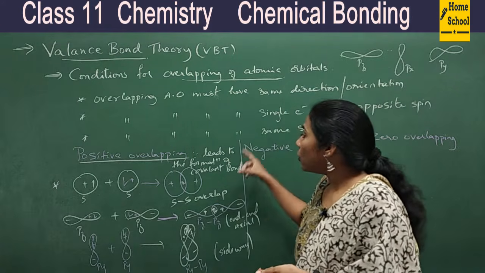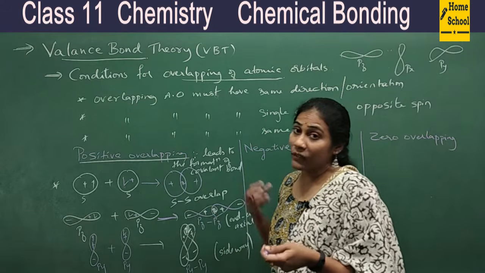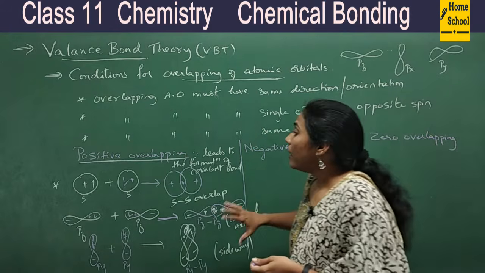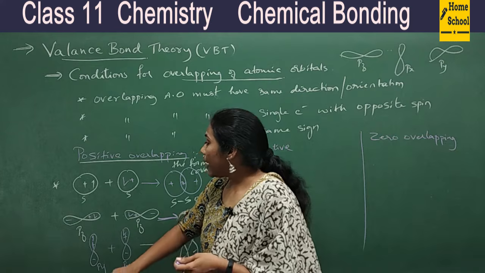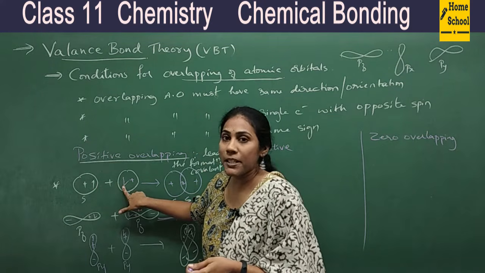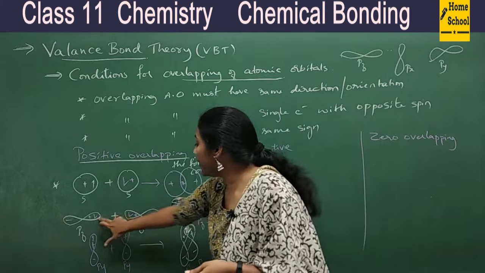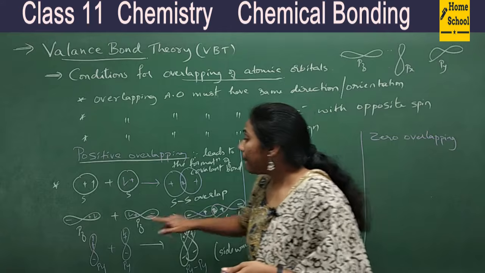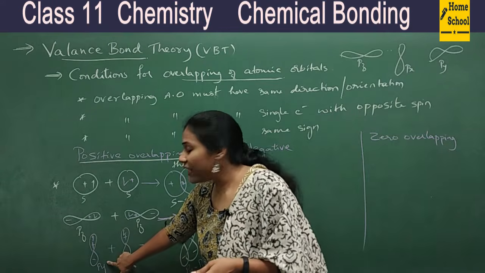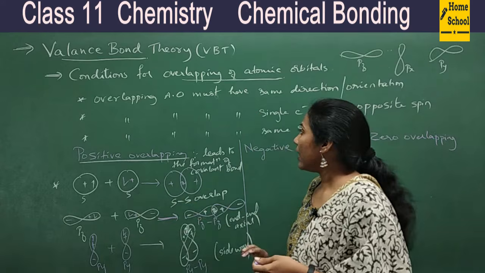Okay, so hope you are clear with the positive overlapping. Positive overlapping only leads to the sharing of electrons and forming a covalent bond between the atoms. To observe a positive overlapping, two atomic orbitals must have a single electron with opposite spin and they should have the same sign. And their orientation must match. See, a pz orbital can never overlap with py. So all these are positive overlapping.